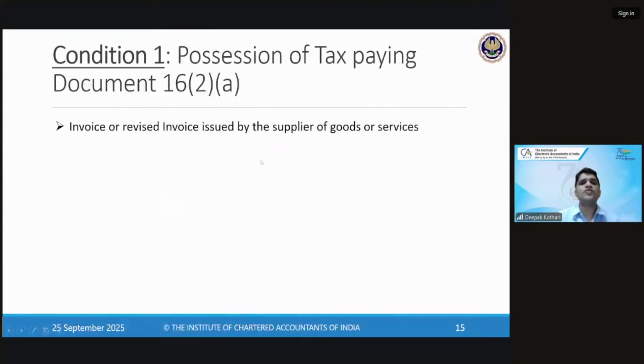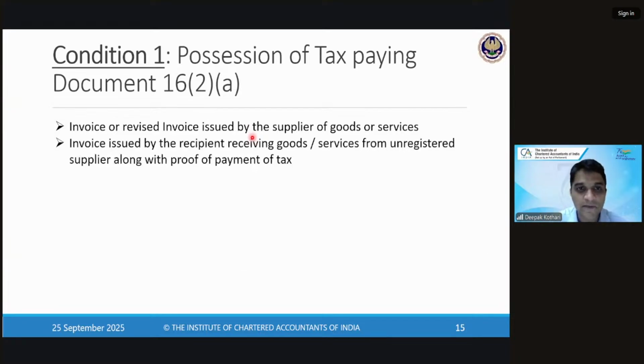First is you should be in possession of a tax paying document. Now, what is this tax paying document? It could be an invoice or a revised invoice, which is issued by the supplier of goods or services. So the supplier who's supplying to you the goods or services should raise an invoice. Now, the invoice issued by the recipient receiving the goods or services from an unregistered person, along with proof of payment.